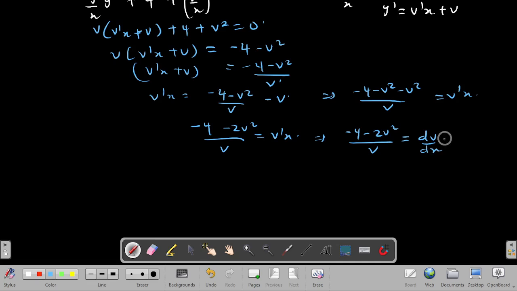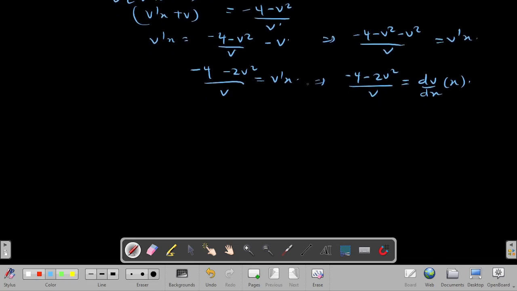How do I successfully separate variables? In separation of variables, your dv should be attached to the v side and dx should be attached to the x side. But now dx is down. I need to change variables, cross it. Every v will come to the right side and every x will go here. So doing that, I'll have dx over x is equal to, everything here will go the opposite way, v all over negative 4 minus 2v squared.